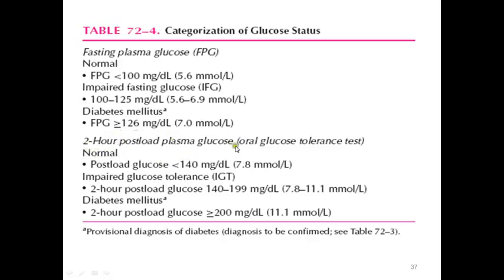For the 2-hour post-load plasma glucose, or oral glucose tolerance, normal plasma glucose is less than 140 post-load. Impaired is 140 to 199, and the patient is diabetic if the levels are more than or equal to 200 mg per dL.